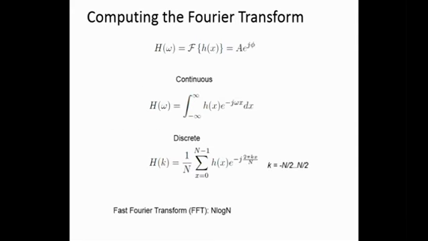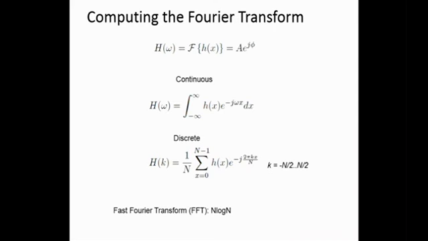So there are formulas that can be used to compute the Fourier transform, but we're not going to do that. It would be ridiculous to try to do it by hand. So we'll use what's called the fast Fourier transform, which is an efficient algorithm for computing FFTs. The fast Fourier transform is on the order of n log n.